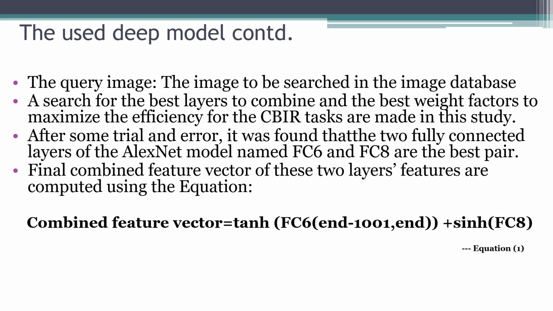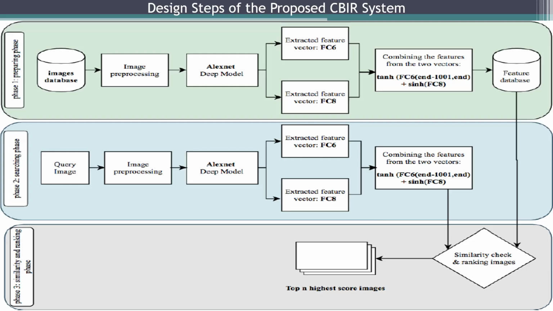And after some trial and error, it has been found that the two fully connected layers of the AlexNet model named FC6 and FC8 are the best pair, and the final combined feature vector of these two layers' features is computed using the equation which is shown here. This is the design step for the proposed CBIR system.